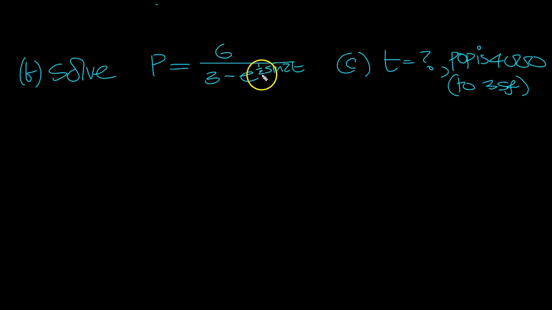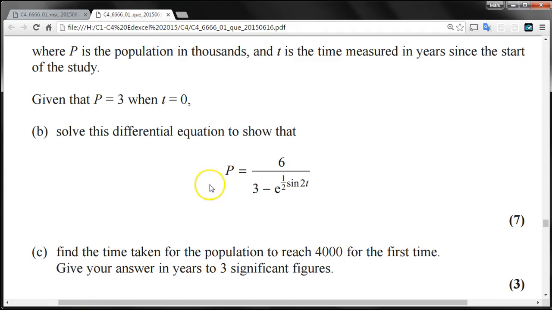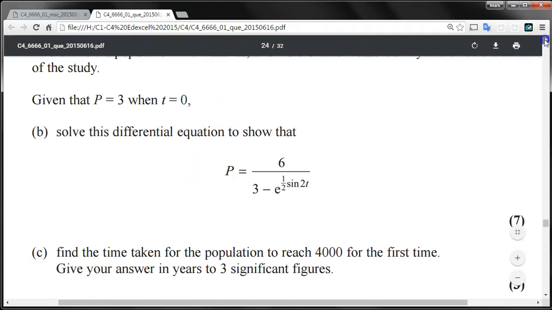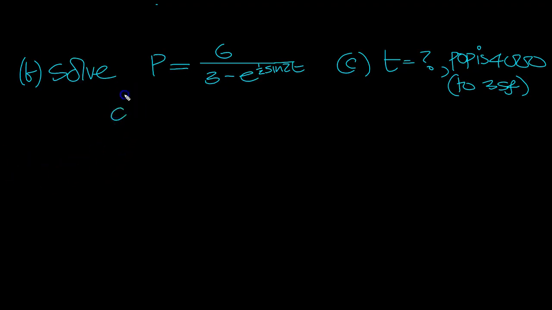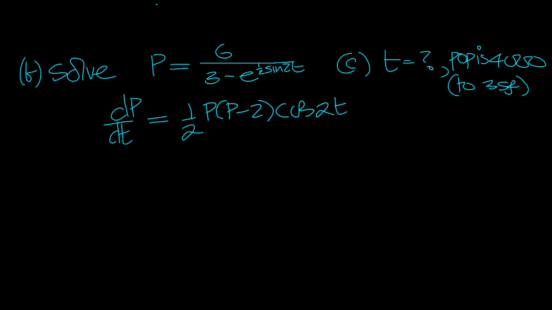Solve the differential equation. Now let me just get it. The differential equation is above here. So dP/dt is equal to half P minus 2 cosine 2t, I think it was, for t greater than or equal to 0.